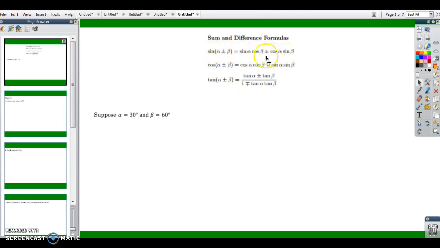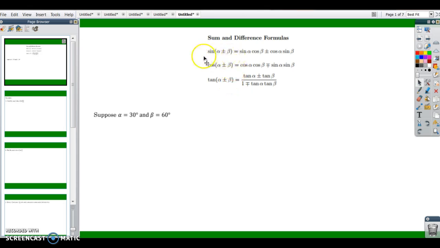Now, the letters that we have in here are completely arbitrary, meaning I could have used any letters. I could have used X and Y. I could have used a regular A and B. I just happen to use the Greek alpha and beta symbols. It doesn't matter. Recognize that there's a pattern to each one of these formulas.